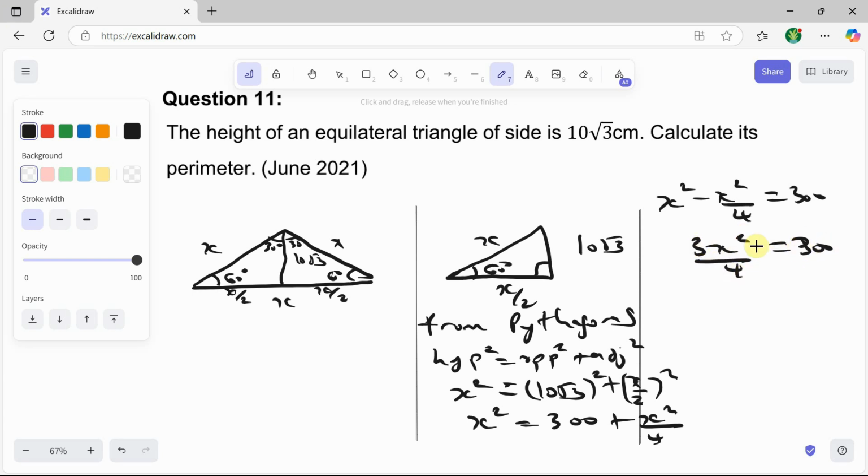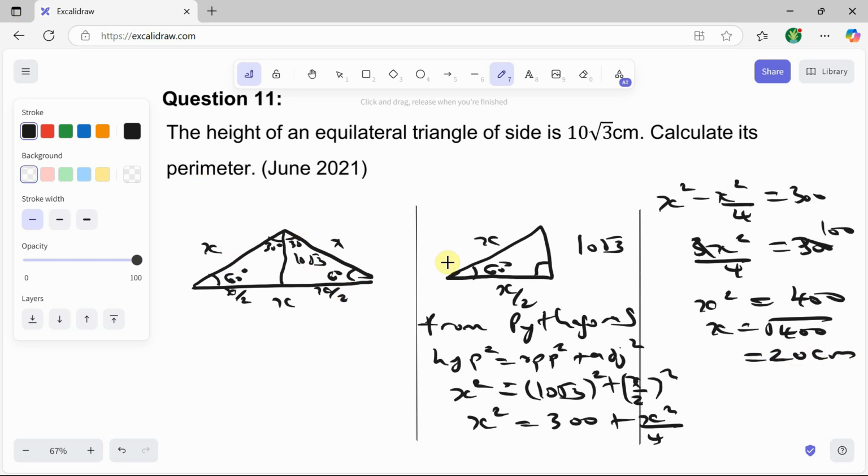You resolve this in the way that you know. I'll just do this in the way I know. So x squared will just be, if I cross multiply, 100 times 4, which will be 400. So my x will be the square root of 400, which is 20 centimeters. So one side is 20 centimeters.